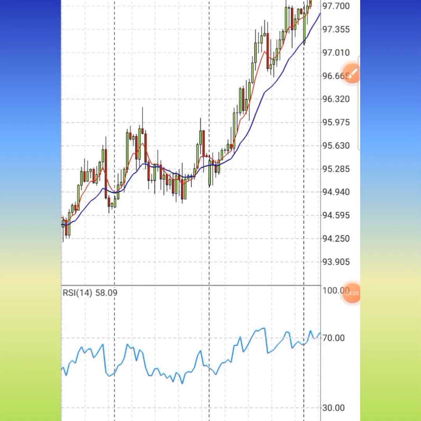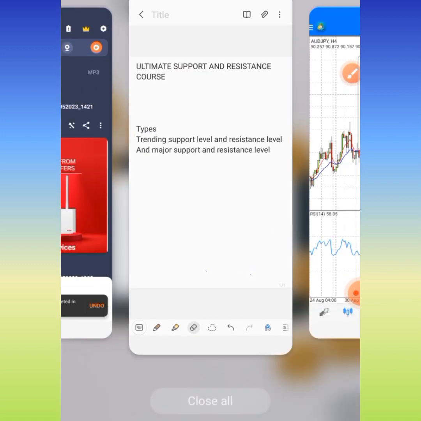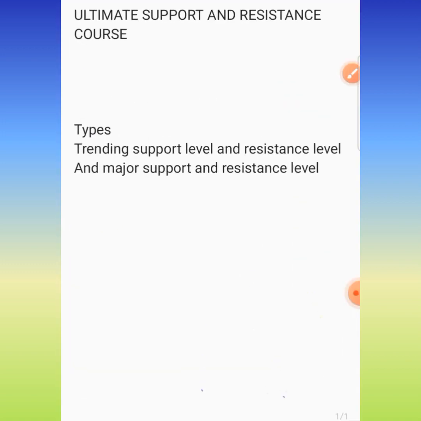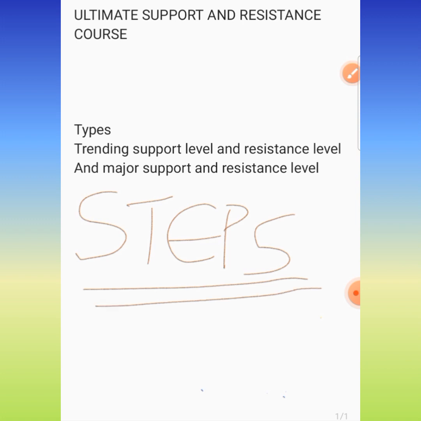All right, so it's very, very important if you integrate it. So there are two major steps to trade it. Two major steps to trade. Let's look at the steps on how to trade, these steps that we use to trade it.